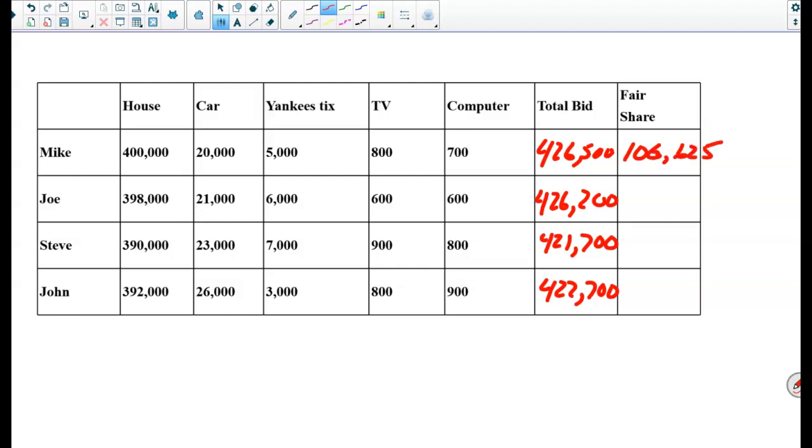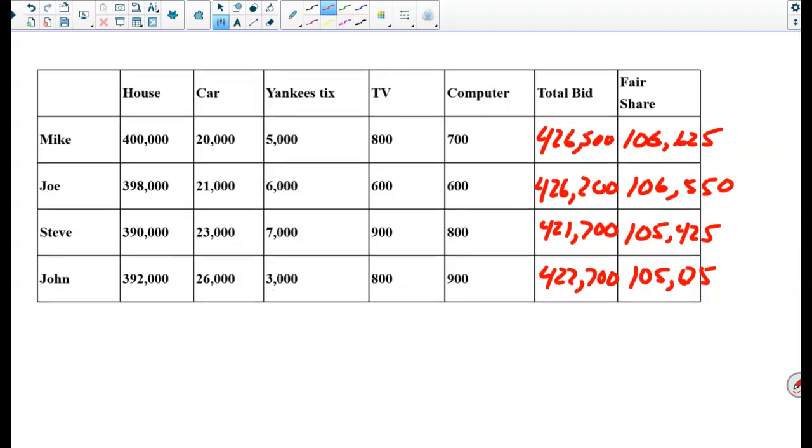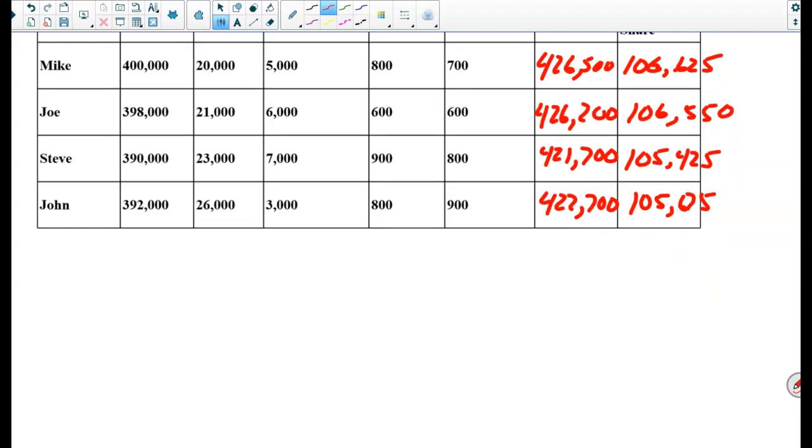106,625. 106,550. 105,425. And 105,675. Now, Mike, Joe, Steve, and John.